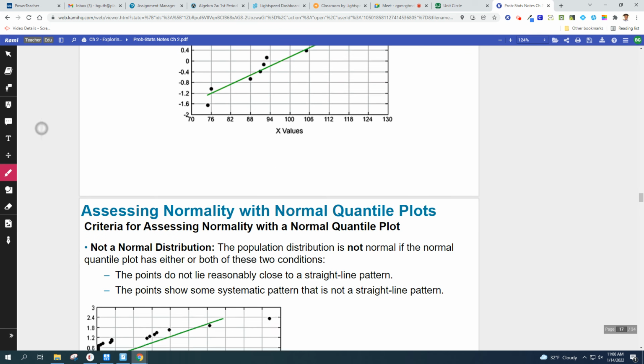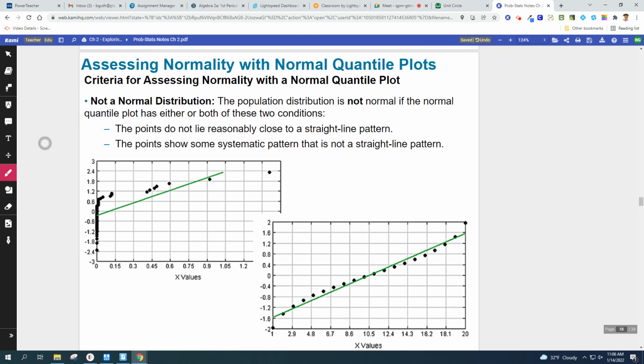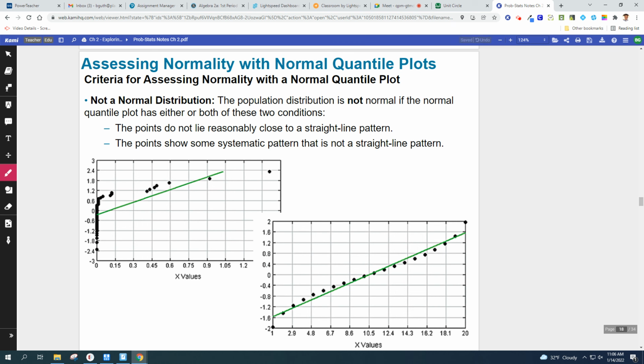But then the next slide shows things that are not a normal distribution. So if it's not a normal distribution, the points do not lie reasonably close to a straight line pattern. When I first looked at this, I looked at these dots and thought, what is this? But then I thought, oh yeah, here's a whole bunch of dots right there. That's definitely not a straight line pattern.